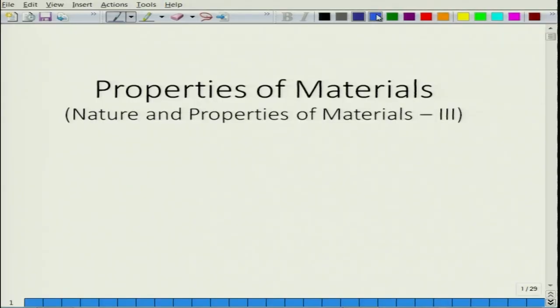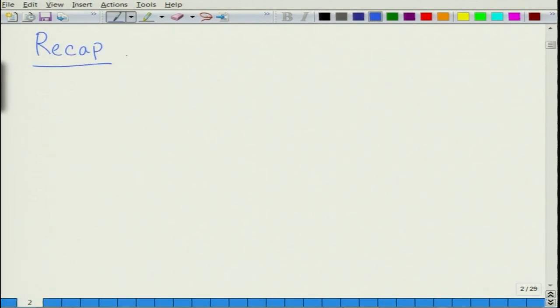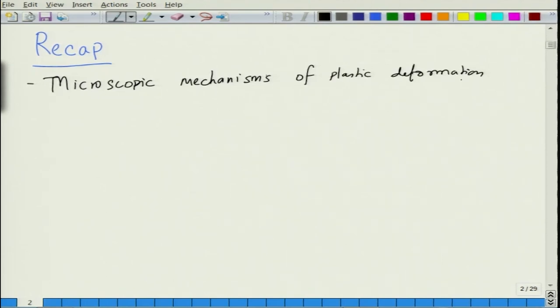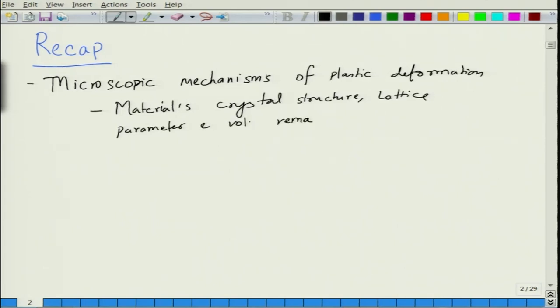Welcome again to the new lecture on the course Properties of Materials. So let's just briefly see what we did in the last lecture. In the last lecture we saw an introduction to the microscopic mechanism of plastic deformation. We saw that if you do characterization of the materials after plastic deformation, one can see that the materials' crystal structure, lattice parameter and volume remain constant. So this can be found out by detailed characterization.